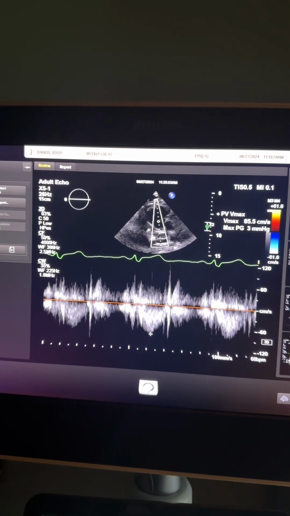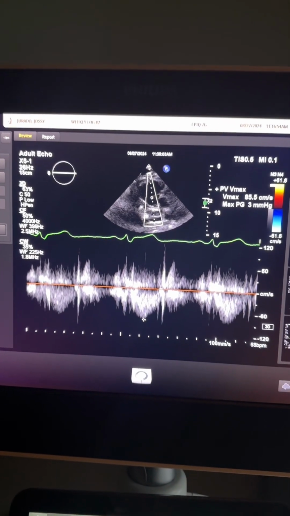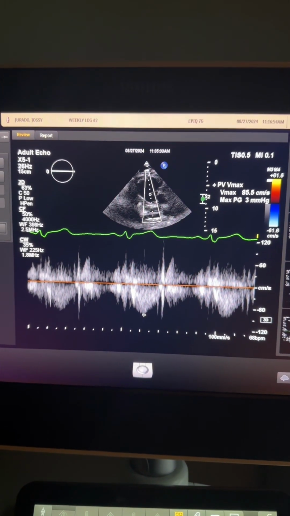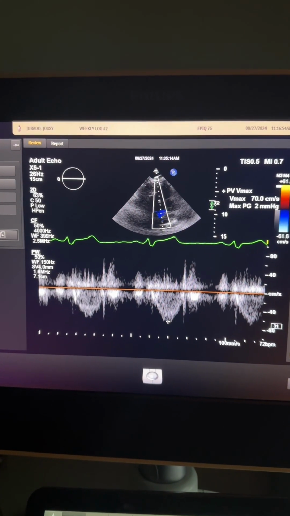I went ahead and went back to the RVOT and accurately measured the PV Vmax, as well as in pulsed wave.